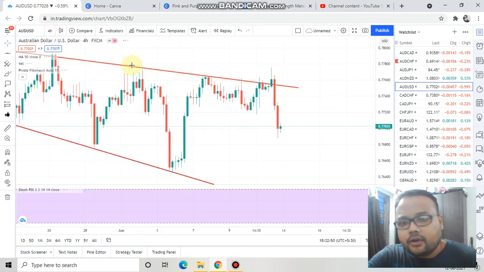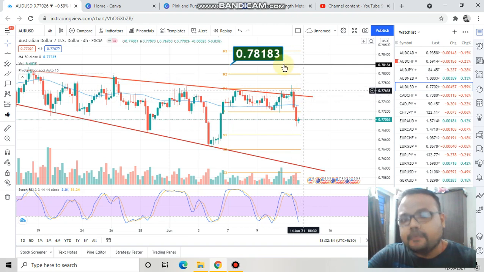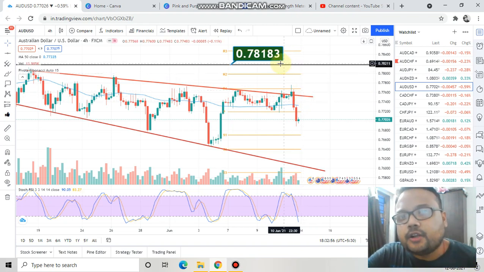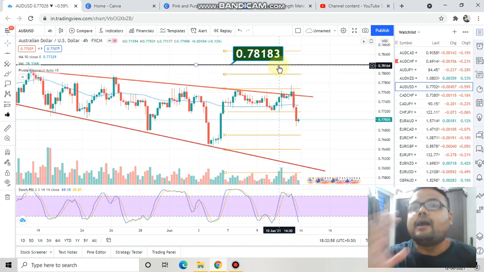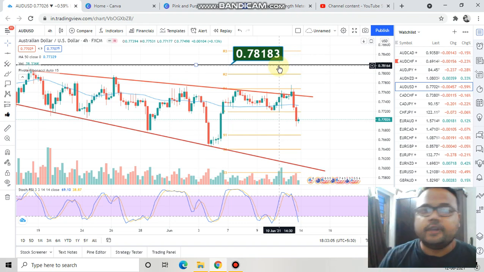Therefore if the market crosses this range, this downward channel, and goes up, you'll get a good opportunity to short the market at this level if the market reverses. If the market reverses from this particular level, then you'll get a good opportunity to short the market. So these are the trading opportunities and possibilities on AUD USD.